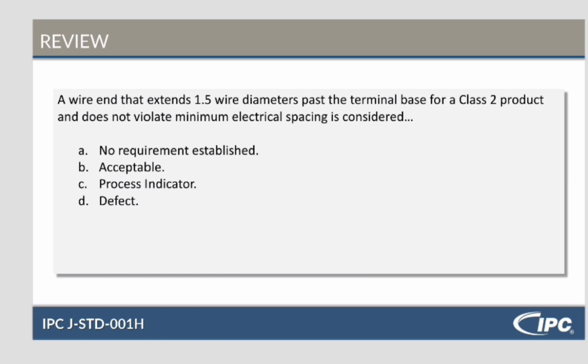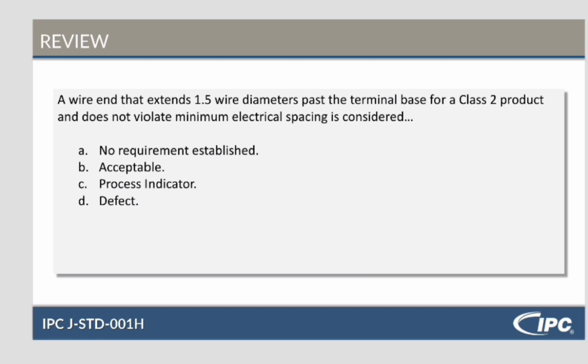Okay, that is it for Module 2. I'm going to go over these questions real quick. So, I'm sorry, not Module 2. Yeah, Module 2, Section 5. Just real quick with these questions. A wire end that extends 1.5 wire diameters past the terminal base for Class 2 product and does not violate minimum electrical spacing.